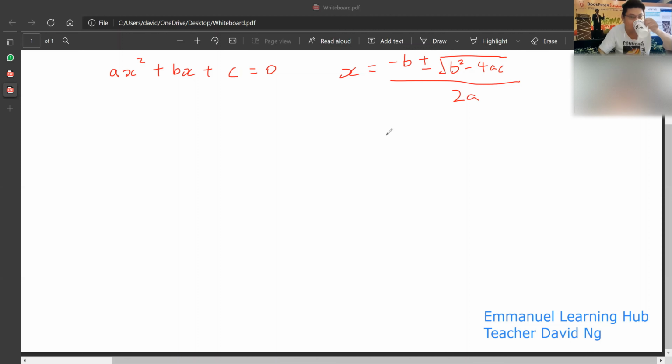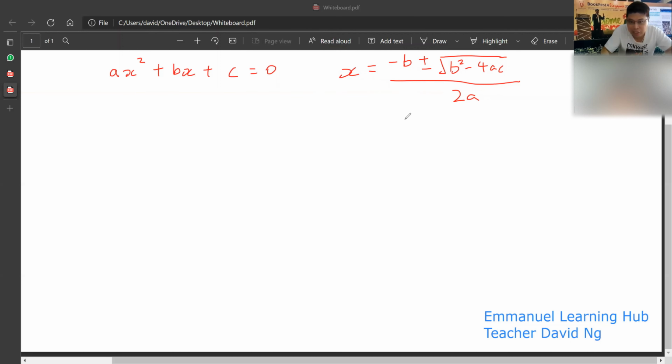Did the teacher explain how come x is minus b plus minus square root b squared minus 4ac over 2a? Did the teacher explain why this is so? No. Your teacher did you guys a big disfavor. Okay, are you keen to know why this is so? Yeah. You're keen to know why this is so, right?